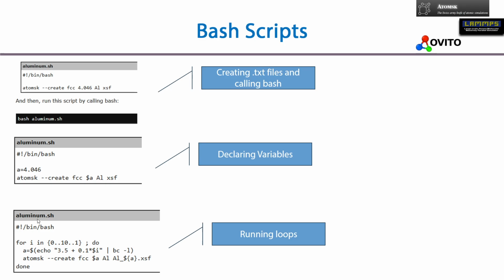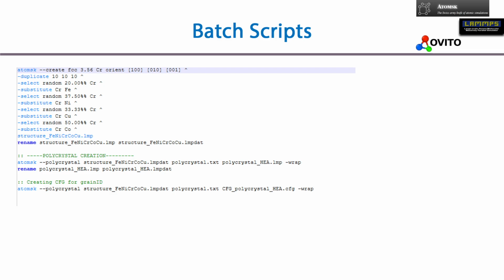So when you are using a .txt file saved as a bash executable script, it is much easier to handle. This bash is mainly used for Mac OS or Linux environments, but a majority of us work in a Windows environment. So for the Windows environment, we normally use batch scripts.